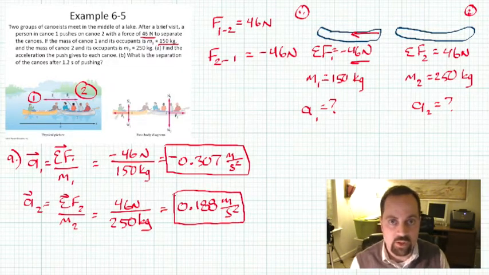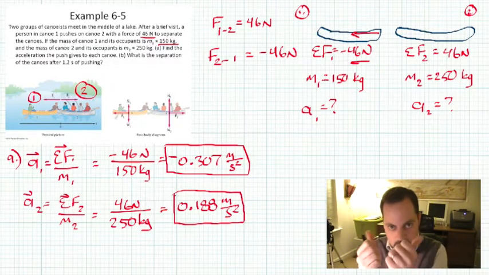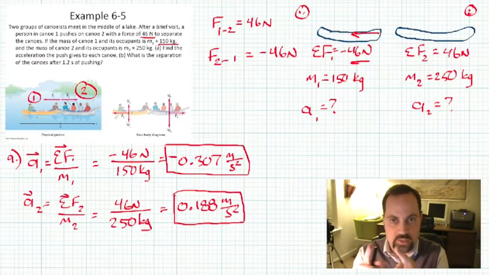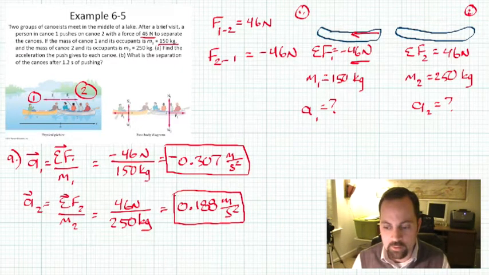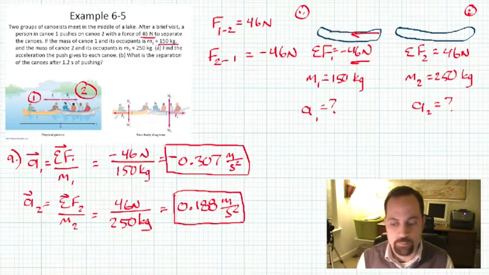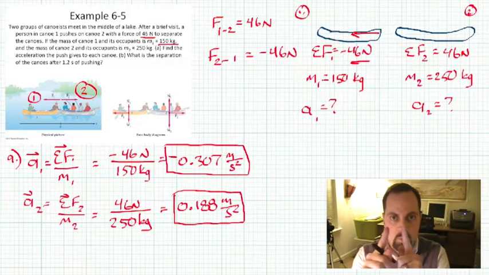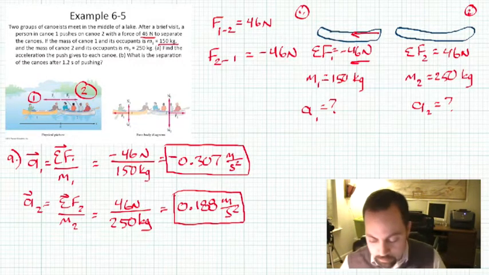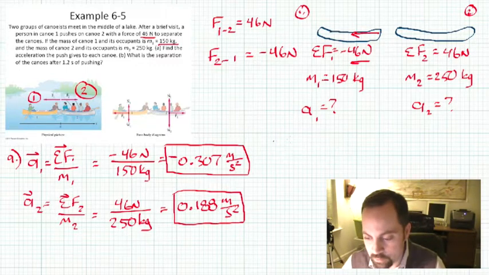And look, the accelerations are different. They have the same force on each canoe, but since the masses are different, that means they're going to accelerate at different rates. So the contact force is the same, but clearly, because they're different masses, one's going to move apart slower, one's going to move apart faster, because of the different masses.